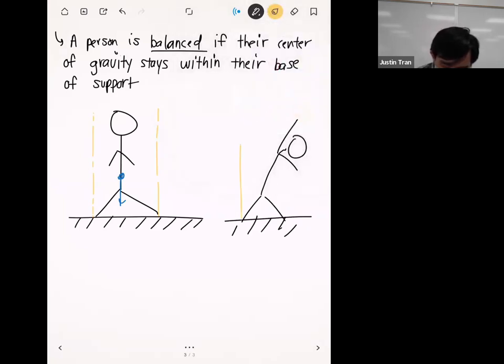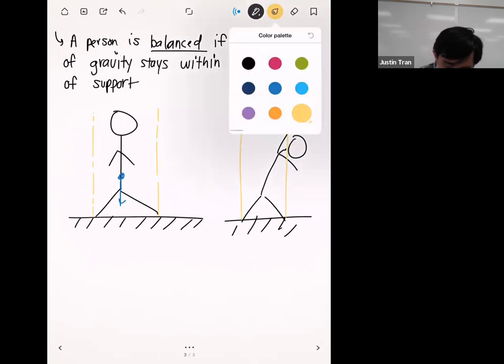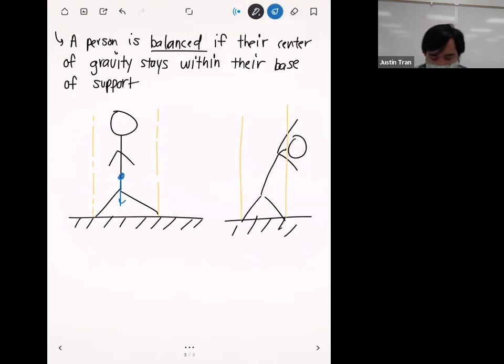Let me draw the base of support here. Right, and so even though he's bending to the side, and of course that's going to shift his center of gravity over that way, he's still going to stay balanced because that's all within that base of support.